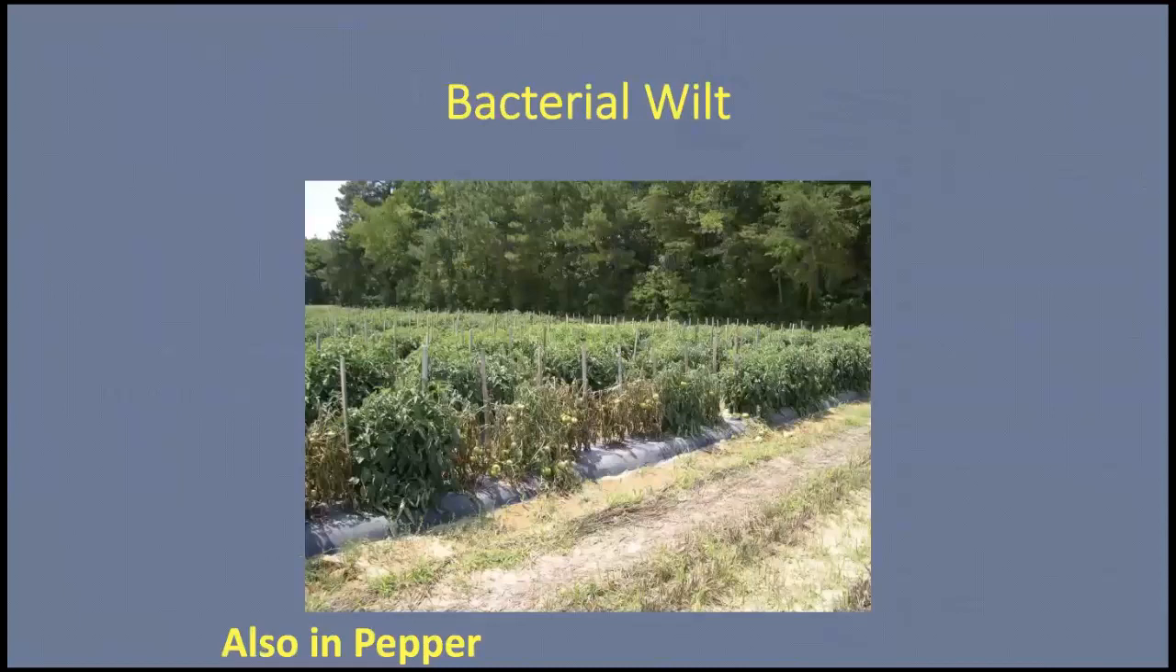Okay, so we're going to leave bacterial speck and spot and go to bacterial wilt. Bacterial wilt is caused by a soil-borne bacteria named Ralstonia solanacearum. It is not something that we encounter a lot of times in gardens, but it can be present, particularly in areas like Tidewater, Virginia, Southside Virginia. If you're in land that has a history of solanaceous crop production, you can run into it. Peppers are also a host for this pathogen.